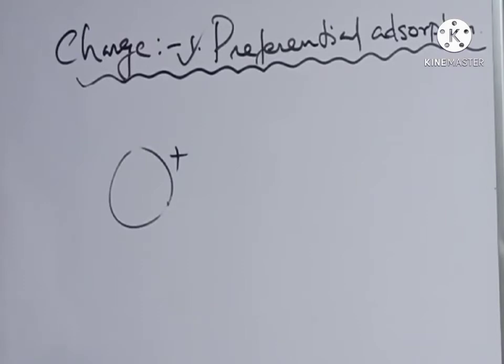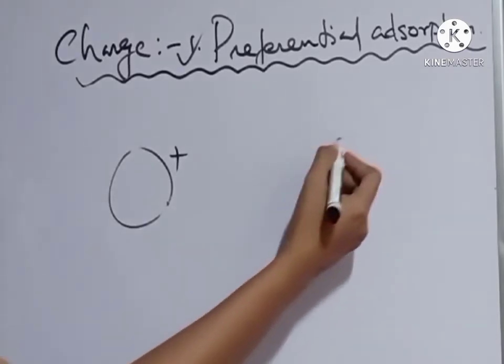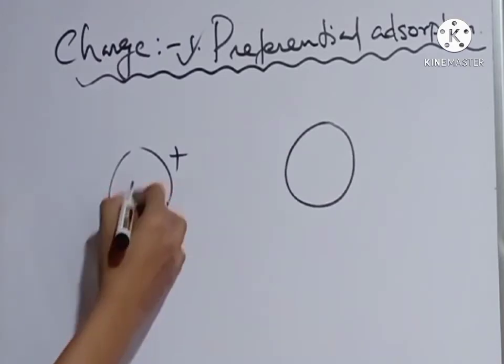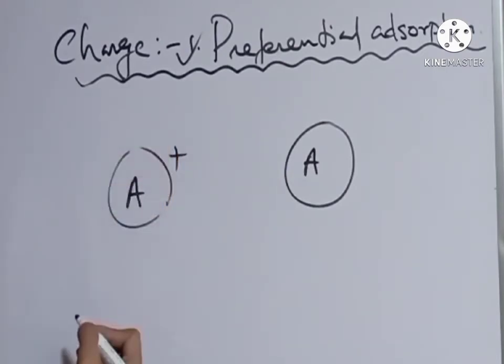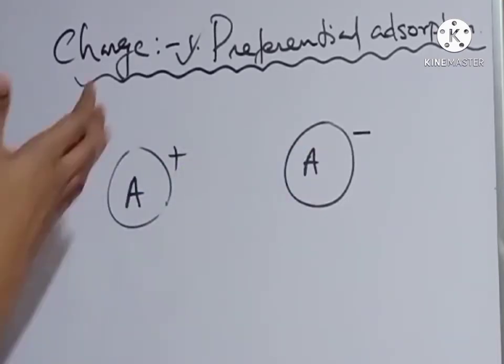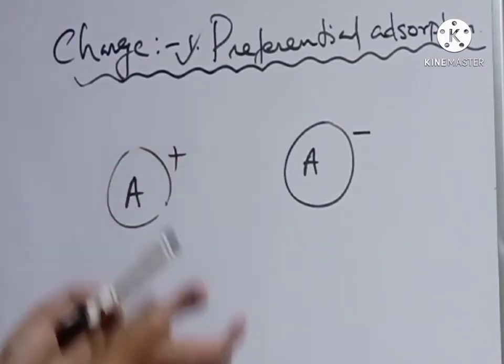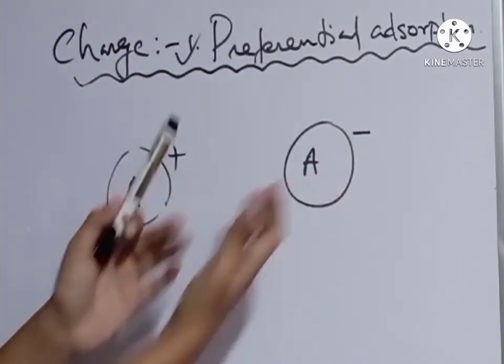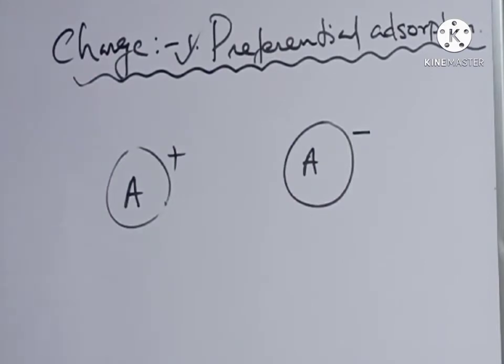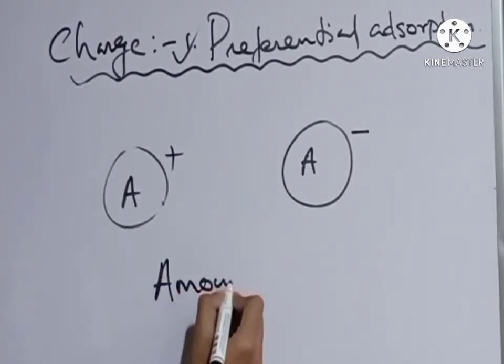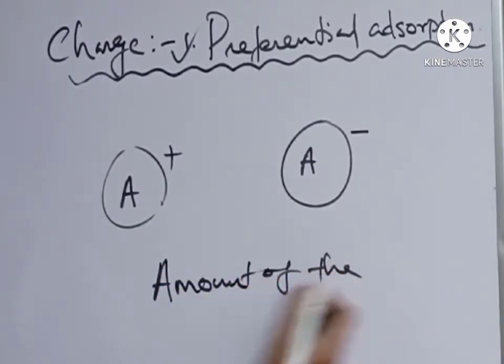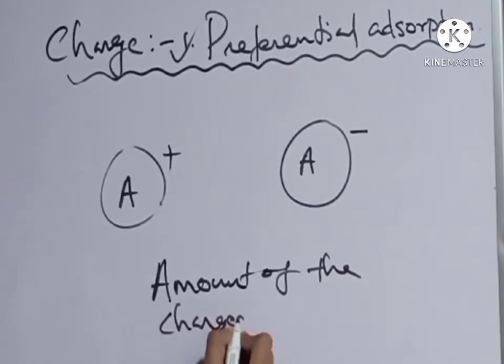In some cases, it is possible that the same colloidal particle can adsorb both positive and negative charges. The adsorption of positive and negative charges is not at the same time, but in some situations this particle can adsorb positive, and in certain other cases it will adsorb negative charges. So that preferential adsorption will be based on the amount of the charges present in it.